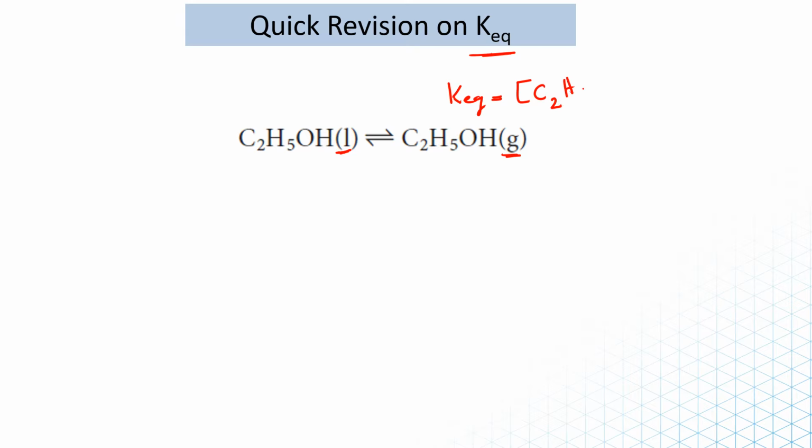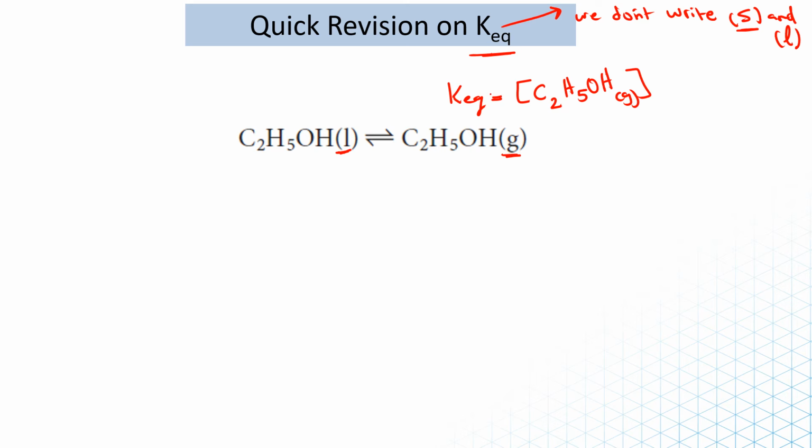of C2H5OH gas. Why? Because in K equilibrium, we don't write solids and liquids. Remember from the chemical equilibrium chapter, we learned that when I have a reactant or product that is a solid or liquid, we don't put it in the equation.